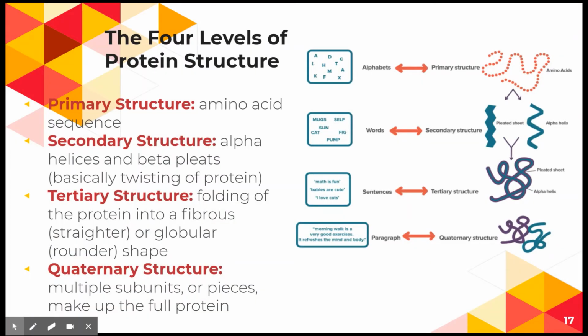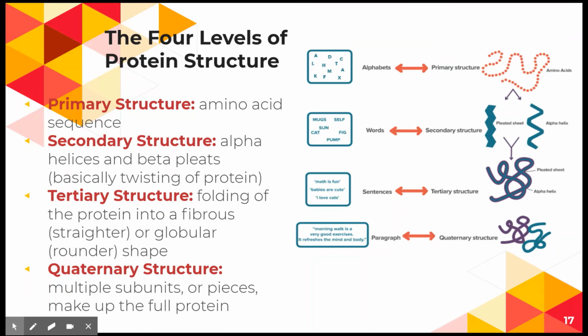So there are 4 levels of protein structure. Primary structure is the amino acid sequence that will eventually turn into the full protein. Secondary structure is the twisting of the protein, and when you twist the amino acid sequence, you form either alpha helices or beta pleats. Tertiary structure is the folding of the protein, and a protein can be folded into either fibrous, which is a straighter, or globular, which means rounder. Those are the 2 shapes. Quaternary structure is that multiple subunits or pieces make up the full protein.